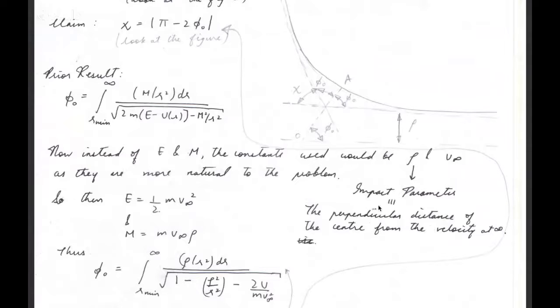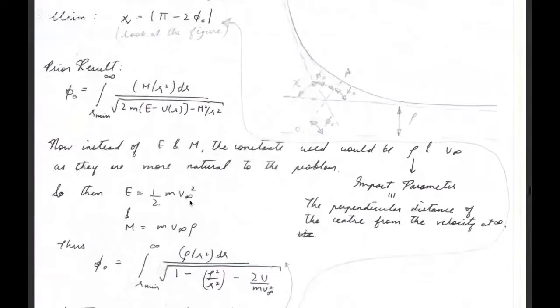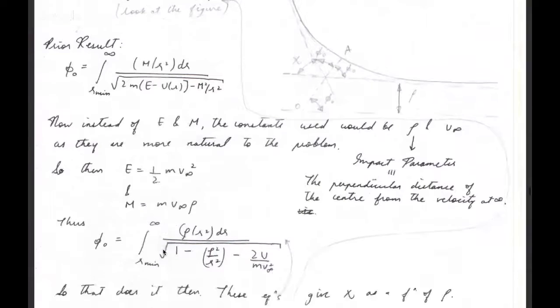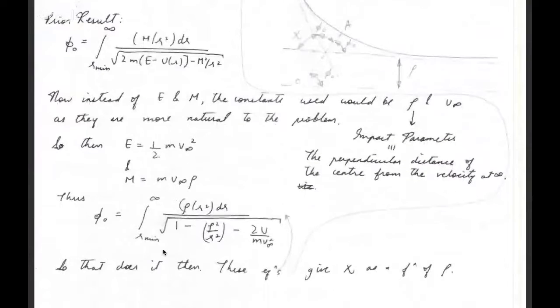Now we use this rho and V infinity because they are more natural to the problem. So we can write that E equals half m v infinity squared, because we assume that the potential at infinity is 0. And we write capital M equals m v infinity rho, which looks like the angular momentum. Then this angle phi naught can be calculated as the integral of rho by r square dr divided by this quantity. So that does it.